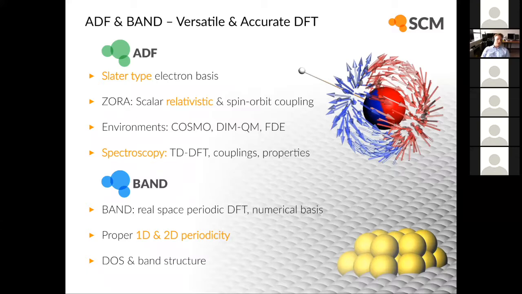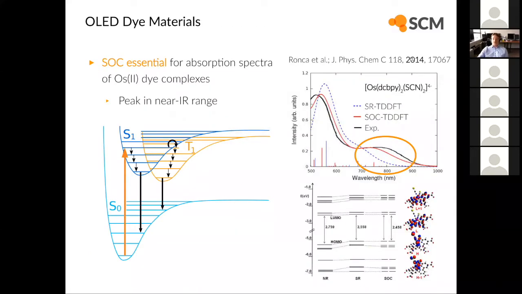And together with a proper treatment of relativistic effects, so scalar relativistic and spin-orbit coupling effects, this allows one to accurately describe heavy atoms, so heavy chemical elements. An example where this is of advantage is this study here, where the researchers looked at an osmium dye complex, an OLED material in principle, and they found that it actually requires spin-orbit coupling treatment in order to get qualitatively correct results. You can see this here on the right side.